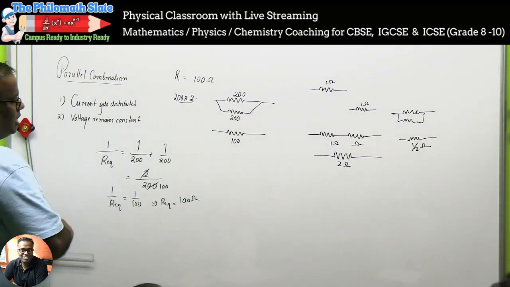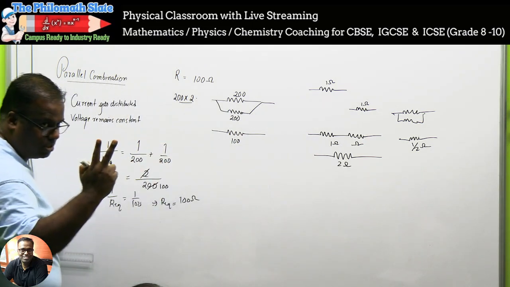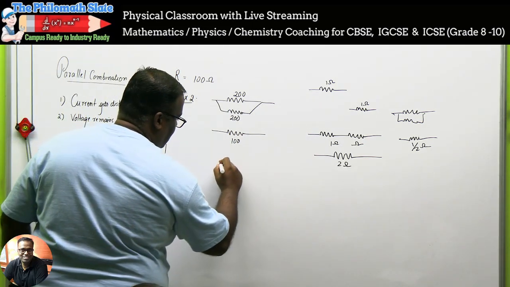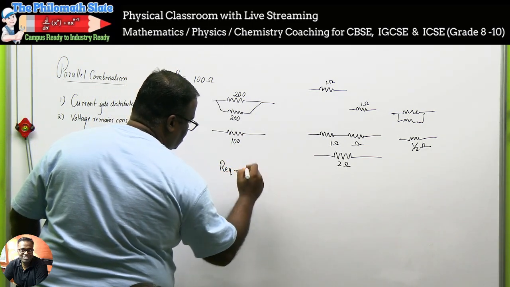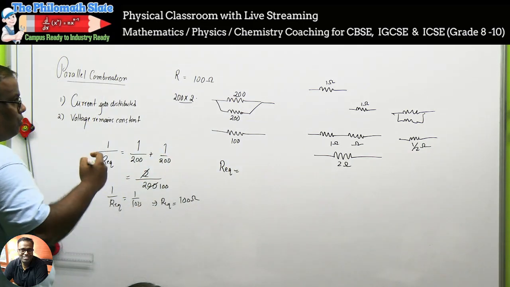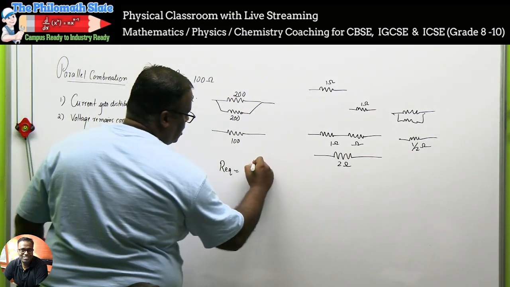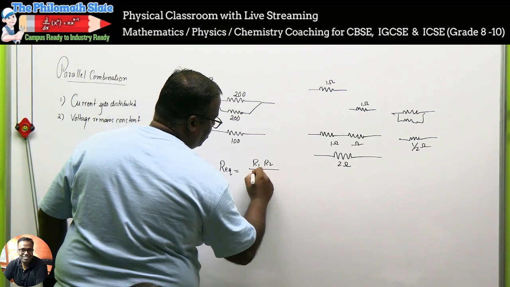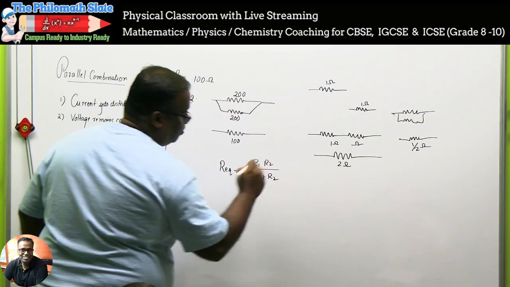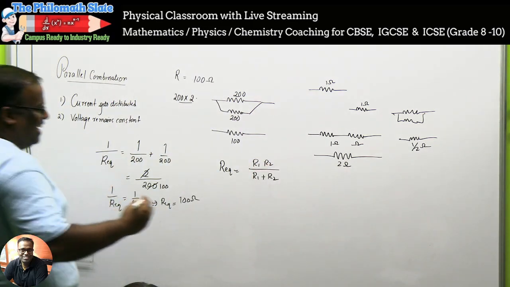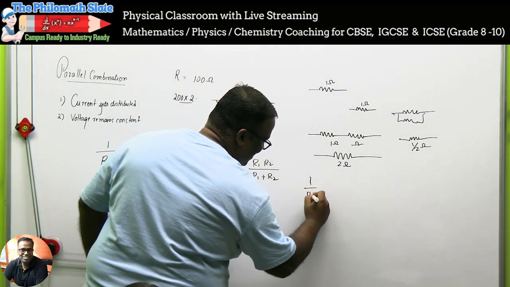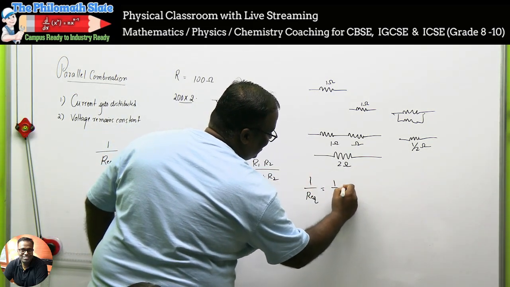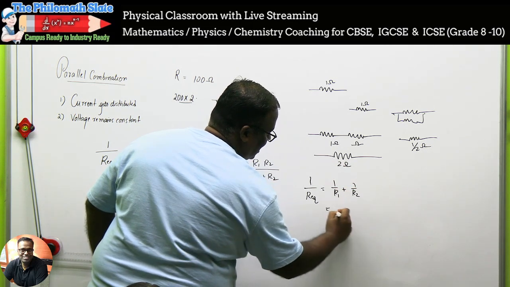और एक चीज याद रखिए, that if you are using two resistors only, then Req is straight away, if we are using two resistors, then Req is R1 R2 divided by R1 plus R2. सर ये सब कहां से आ गया? 1 by Req is equal to 1 by R1 plus 1 by R2.